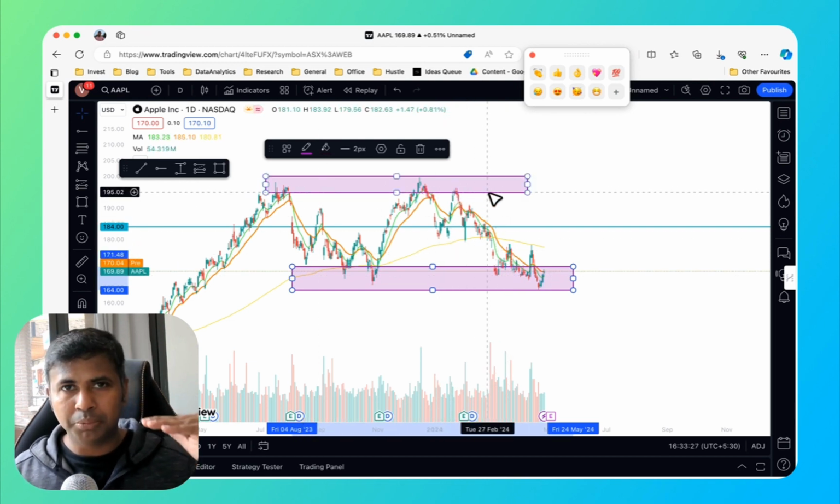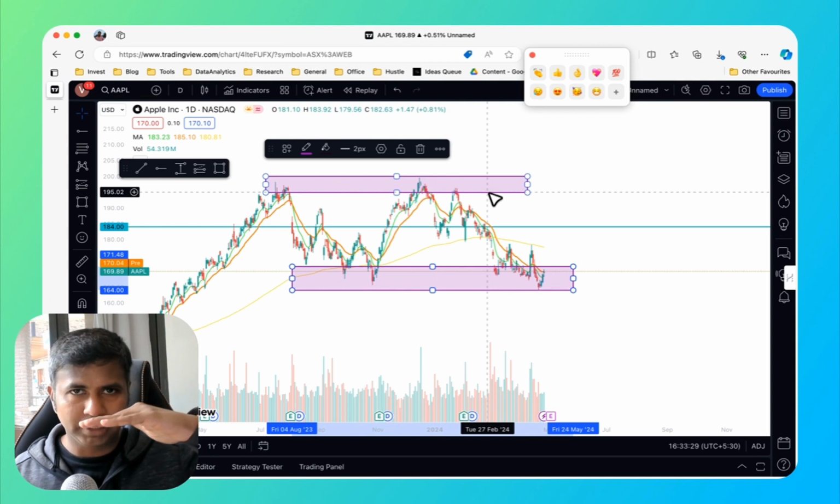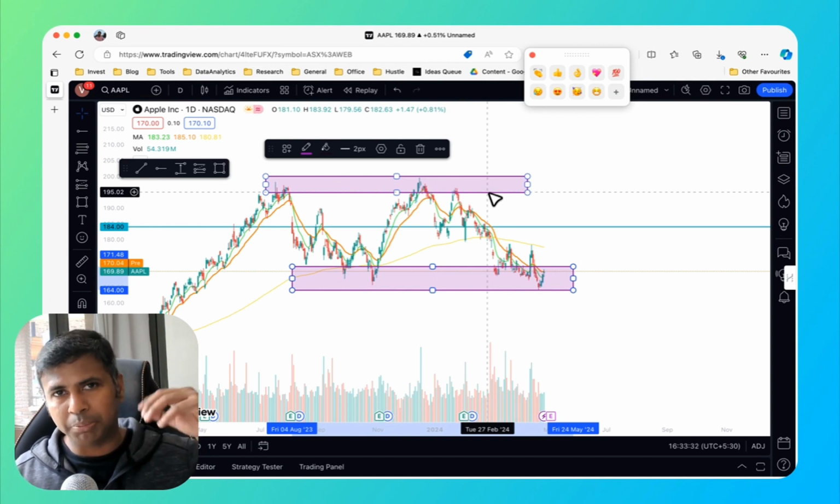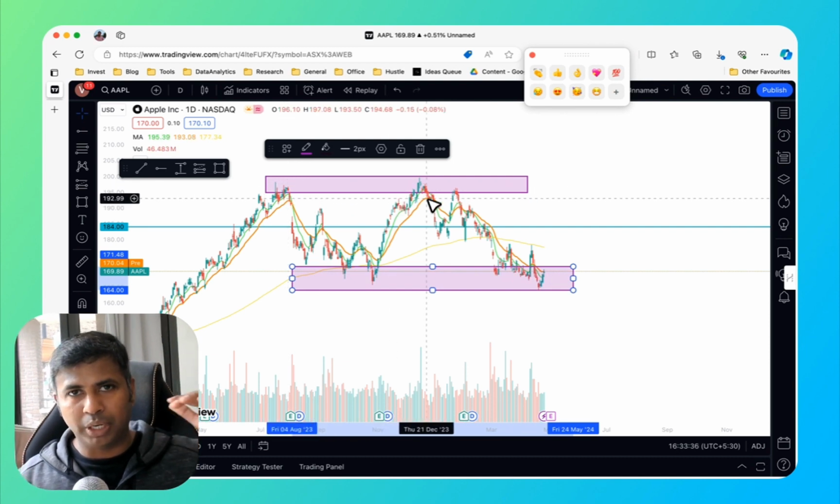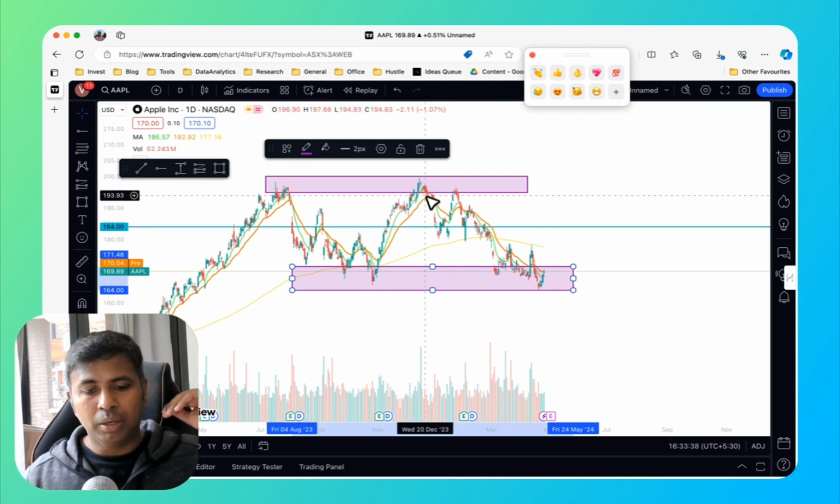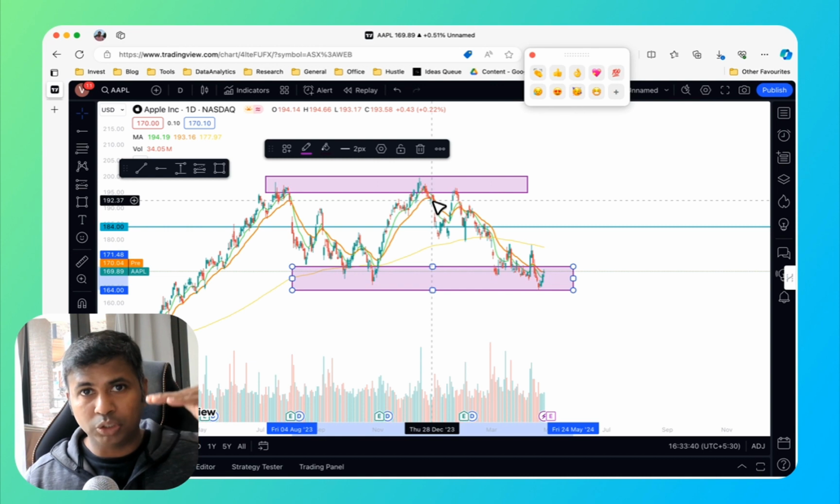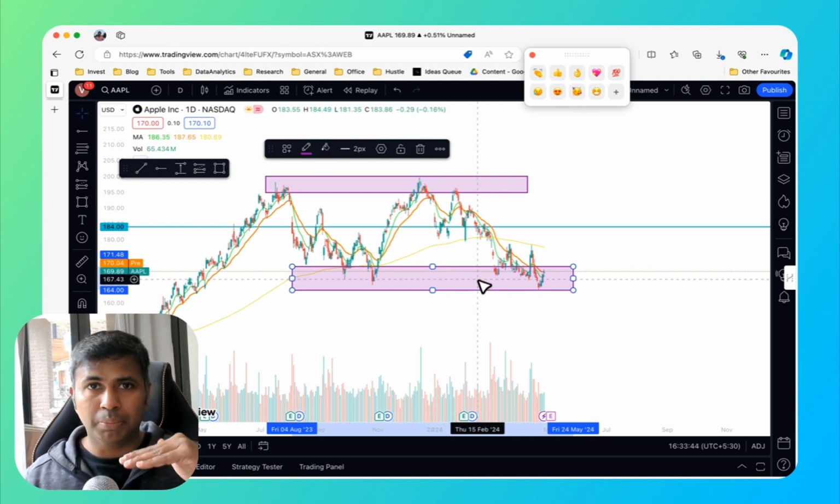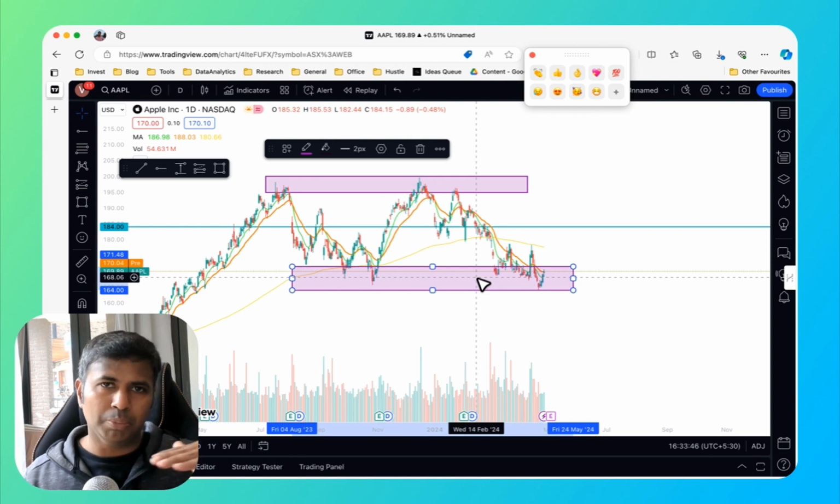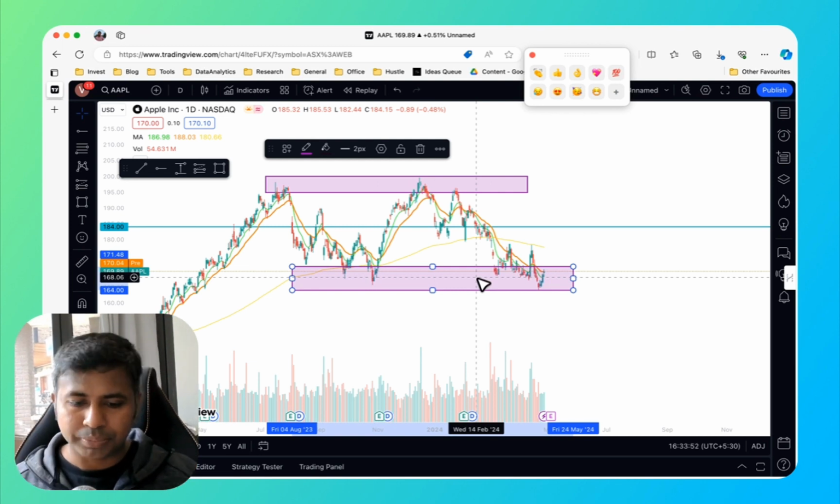So in simple terms, resistance is the price level or zone. It is much better to define it as a zone, as a range, rather than using a single price point or a price level, where it faces resistance because the selling pressure is high. Whereas support is a price zone at which the buyers come in and try to support the price and take it up.